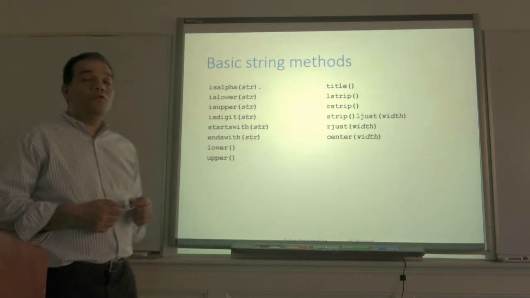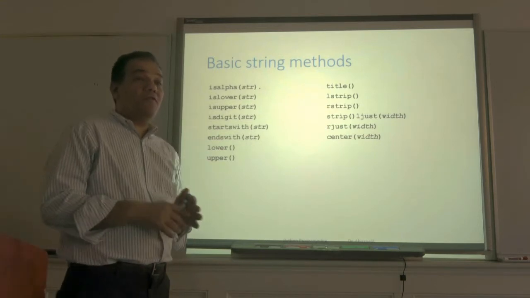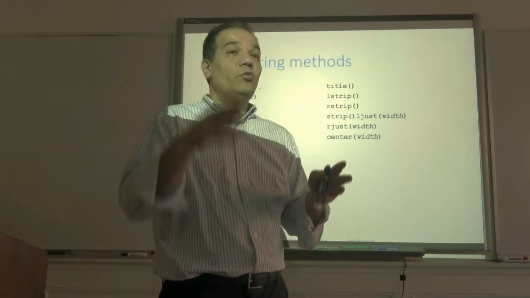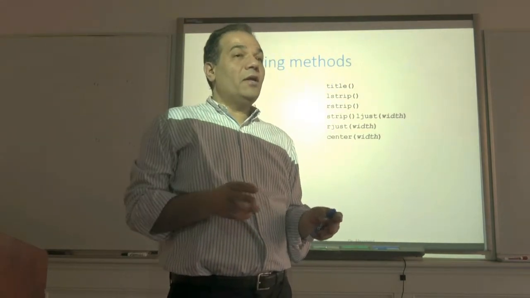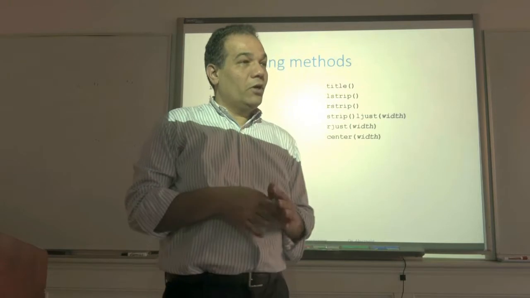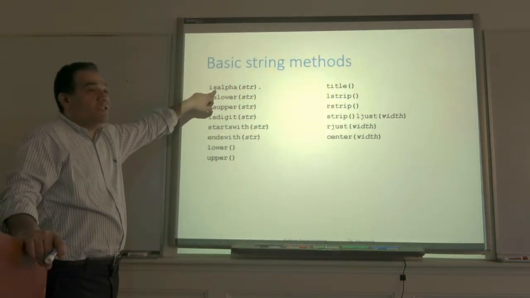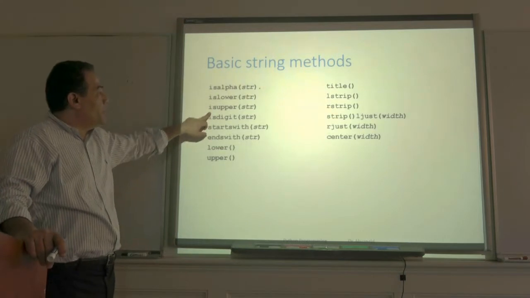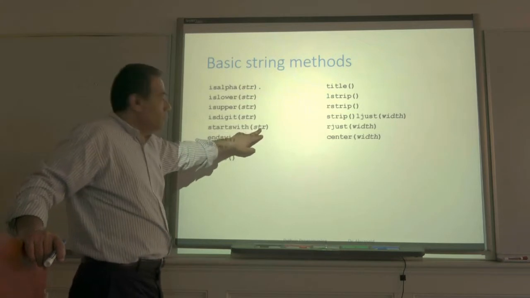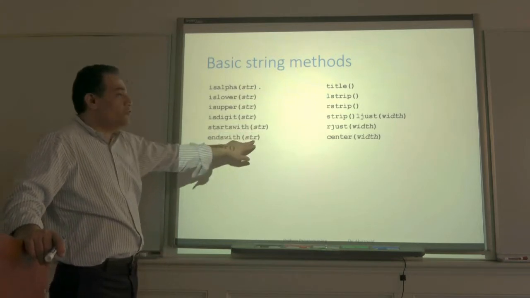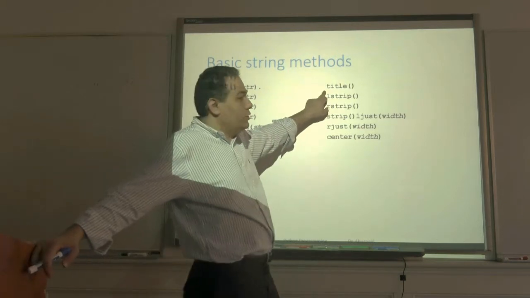All right, why is it useful to use, for example, programs like PyCharm? Because whenever you try to enter the method, it will give you the list of all the methods. Simple compilers might not give you that option to know what the methods are. So, isalpha, check if it's alpha, islower, isupper, isdigit, startswith the value, endswith the string, lower, upper, title.